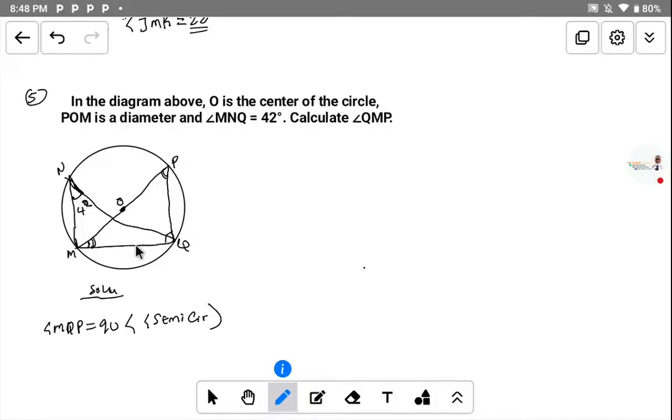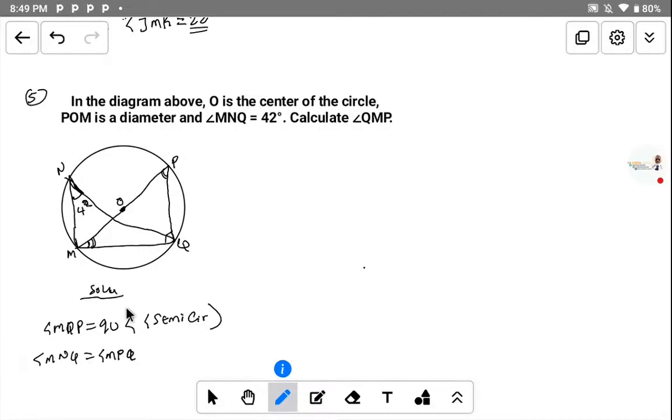Now let's write it mathematically. The angle MNQ is equal to angle MPQ.